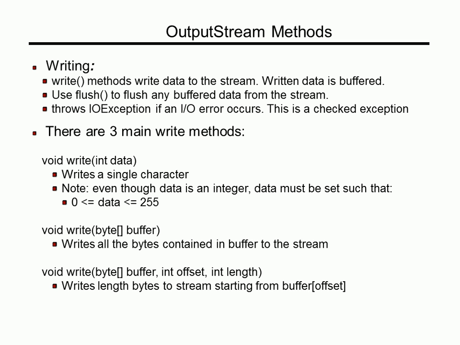Then it also throws an IO exception if an IO error occurs. And this is a checked exception. When you're talking about exceptions, I mentioned checked and unchecked exceptions. Let me explain them here.